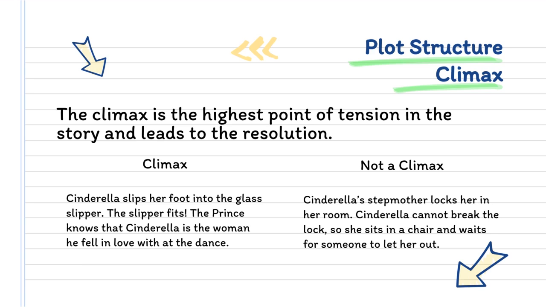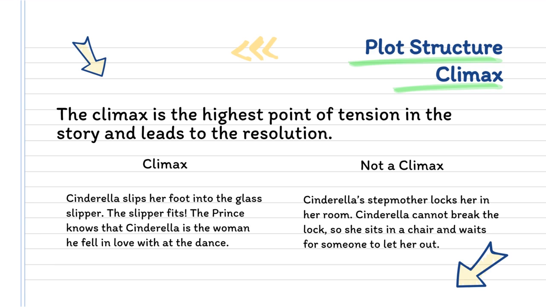Now, looking at the example that's not a climax, Cinderella's stepmother locks her in her room. Cinderella cannot break the lock, so she sits in a chair and waits for someone to let her out. Well, in this case, it's not a climax because, number one, the problem has not been solved, and number two, the character is not acting to solve the problem. Remember, in order for it to be a climax, the problem has to be literally actively being solved, and the characters have to be the ones solving it.